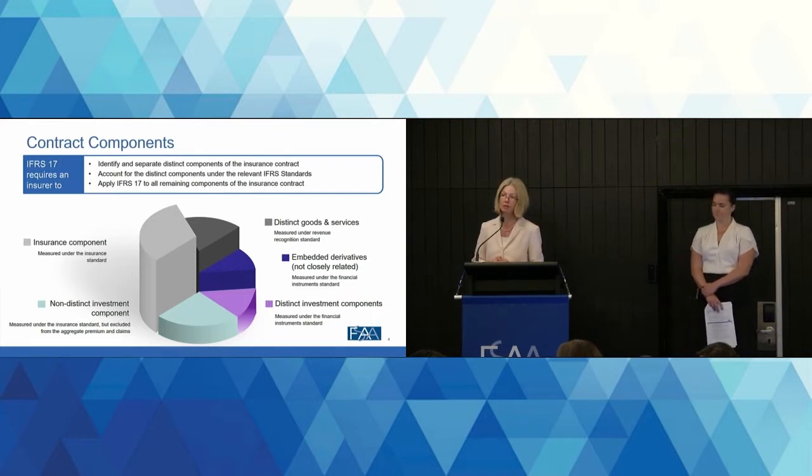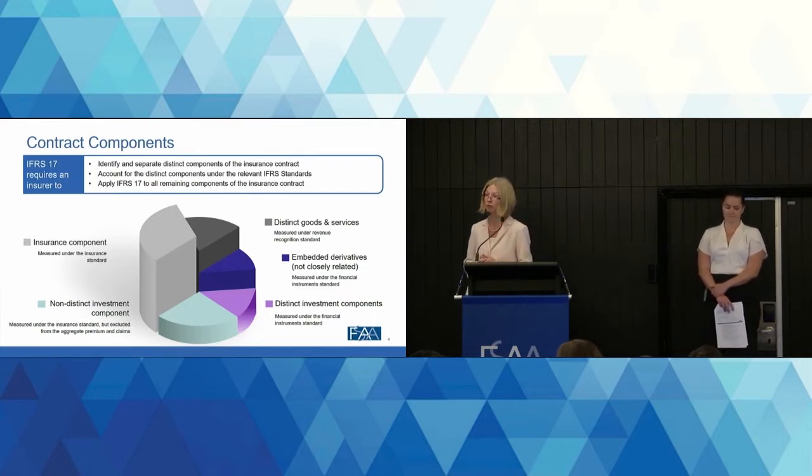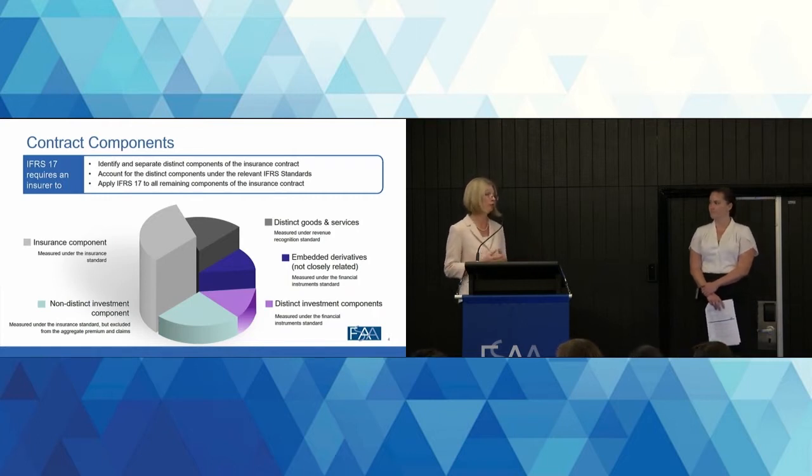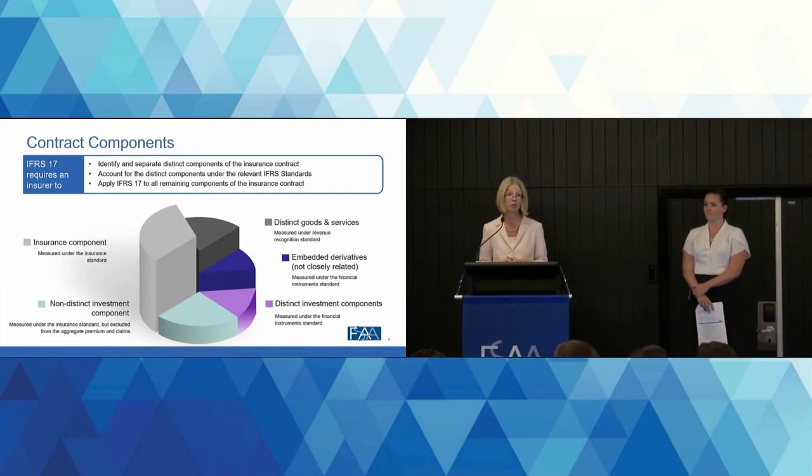Distinct goods and services. So a number of our insurance contracts may also include other services. An example of that may be where an insurer provides claims processing services along with insurance coverage. So those types of components do need to be pulled out and accounted for under the revenue standard IFRS 15.